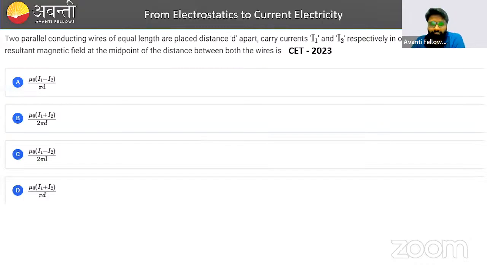Now, this one. Two parallel conducting wires of equal length are placed distance d apart, carrying currents I1 and I2 in opposite direction. The resultant magnetic field at the midpoint of the distance between both the wires is. Both wires have the same length, this is the midpoint that we have considered.